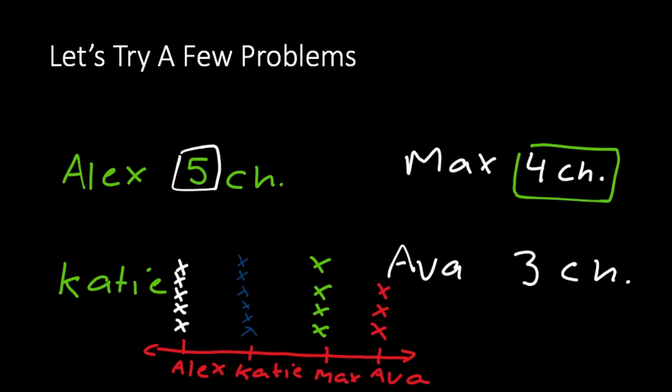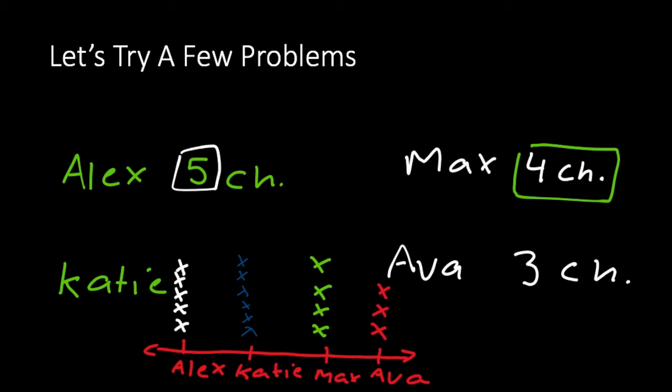Now, this is a line plot. This is the line plot that is representing all of these guys' names and what they have. Alex has 5 chocolates, so I put 5 X's here to represent those chocolates. And Katie has 6 chocolates to represent her 6 chocolates, and Max 4 chocolates, and Ava 3 chocolates. Now you're wondering, why do we have to learn this? Because learning line plots will organize not just you, but your problem step by step.